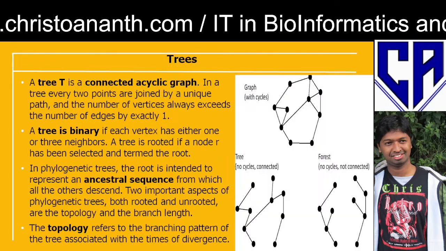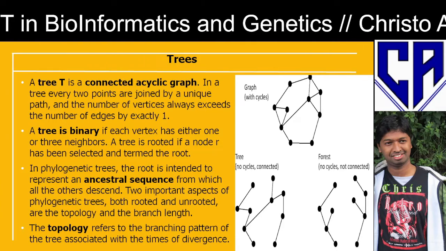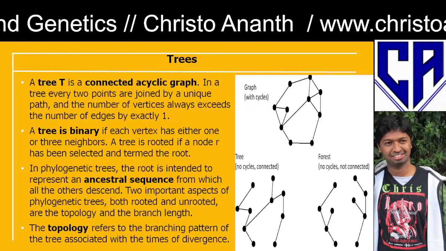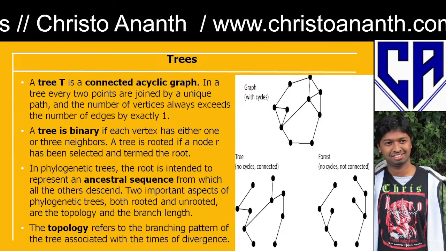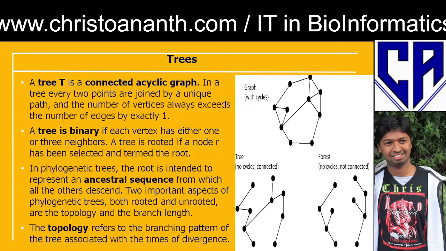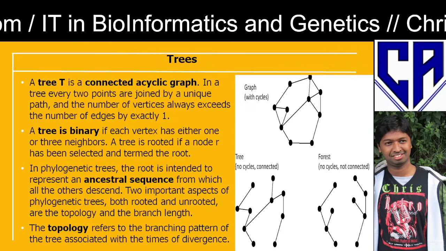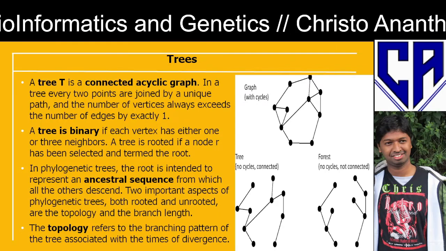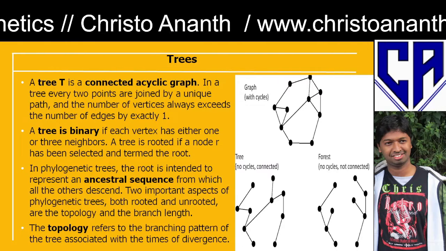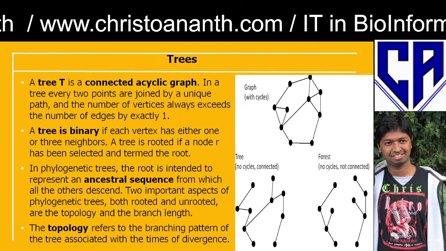So generally, if you consider a tree, if you see outside, a tree is a connection of branches. Similarly, here a tree is a connected acyclic graph. As you see in the diagram, every 2 points are connected by a unique path. For example, you will have graphs with cycles, and then we will have a tree with no cycles which is connected. Similarly, we have a forest, with no cycles, and it is not connected.